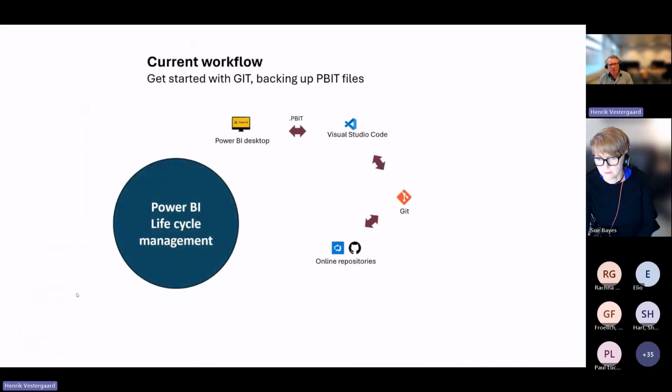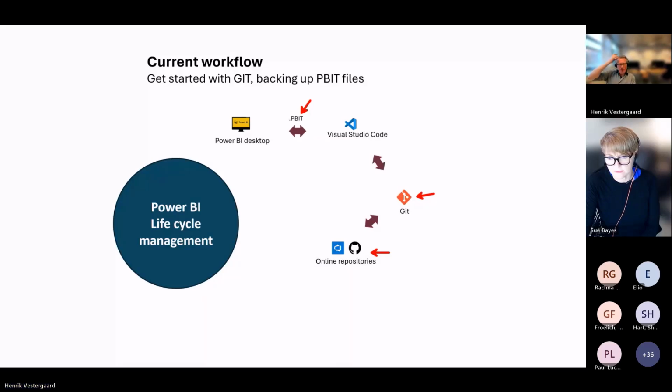This is, call it, the current workflow to get started with Git, backing up PBIT files instead of the project files. So here you don't get all the benefits. You'll save a PBIT file, and that's a binary file. That's not something that Visual Studio can look at as code, but it can still handle it and get it into Git, get the local backups and the online backups. And you are able to go back to previous versions.